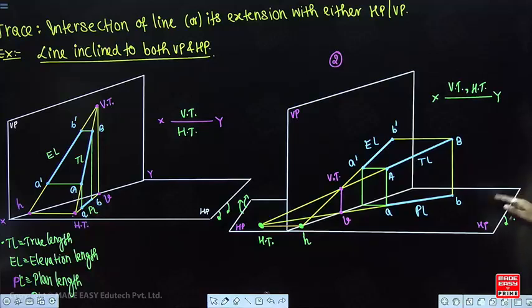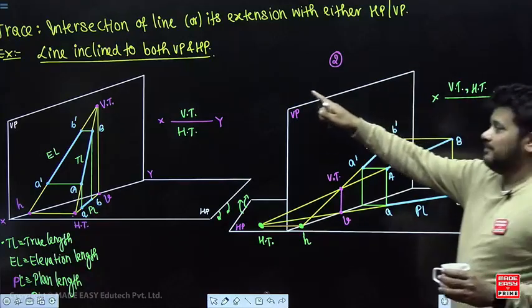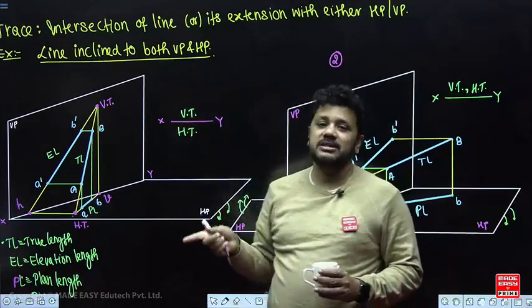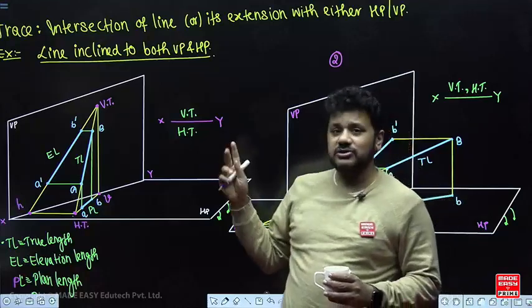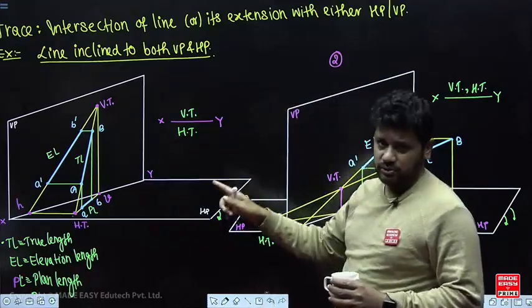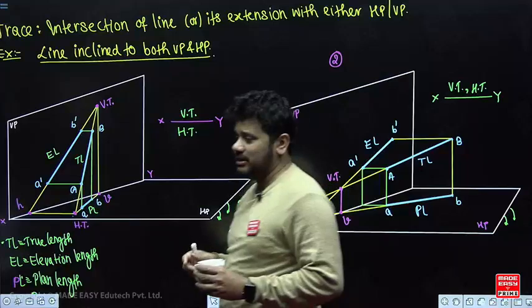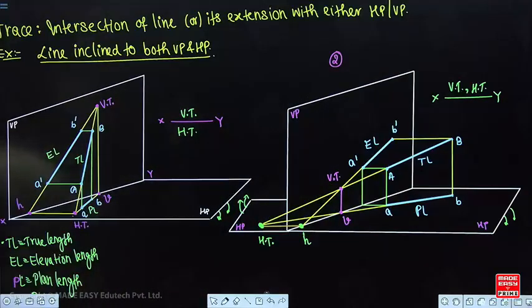There is one more possibility that we will discuss in case number 6, because this line is inclined to both VP and HP. This is case 6. But to illustrate the trace, I have shown you these two figures. One more figure is there, we will discuss it in case number 6. Clear?